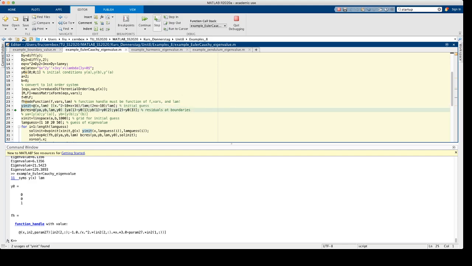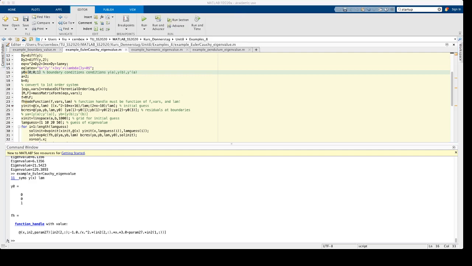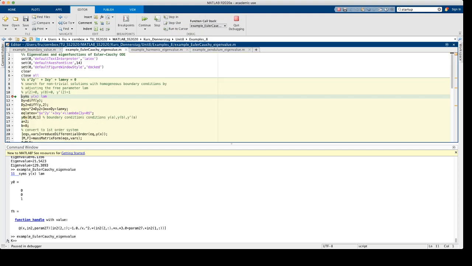The next step is the definition of the function handle that describes the residuals at the boundaries. This is now a 3-vector since we have 3 boundary conditions. This should read boundary conditions. So let me save this and start again. So we can skip the next lines.